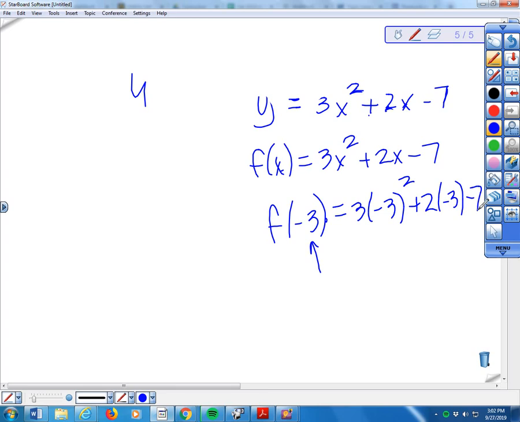And that's how you say it. F of x is how I say this. F of negative 3 is how I say this. And that's just what it means. You're replacing x with a number, in this case, negative 3.